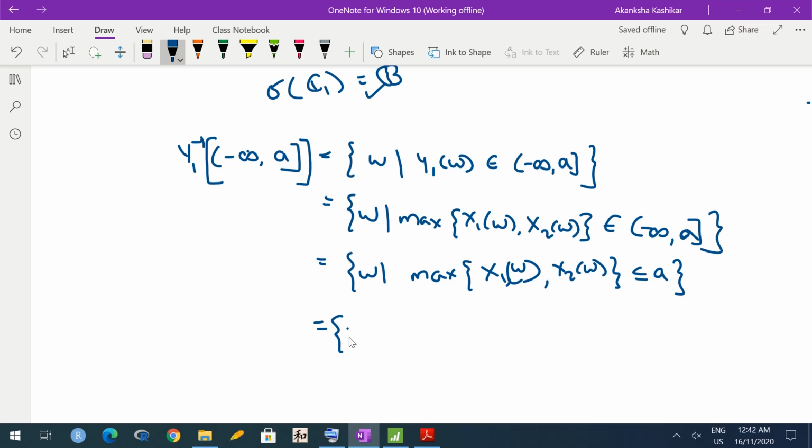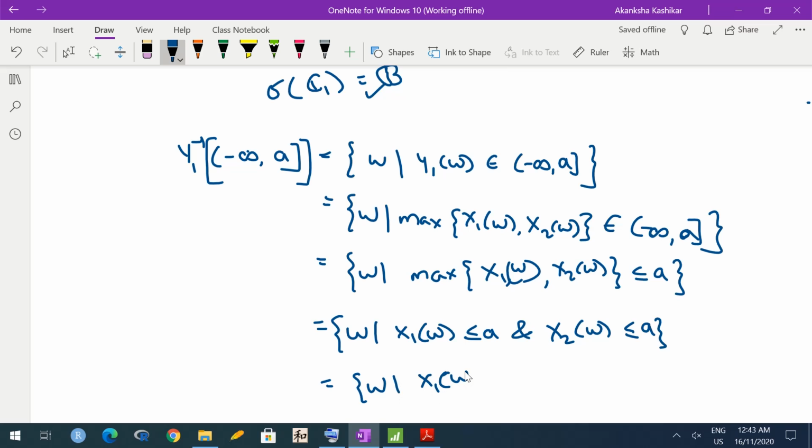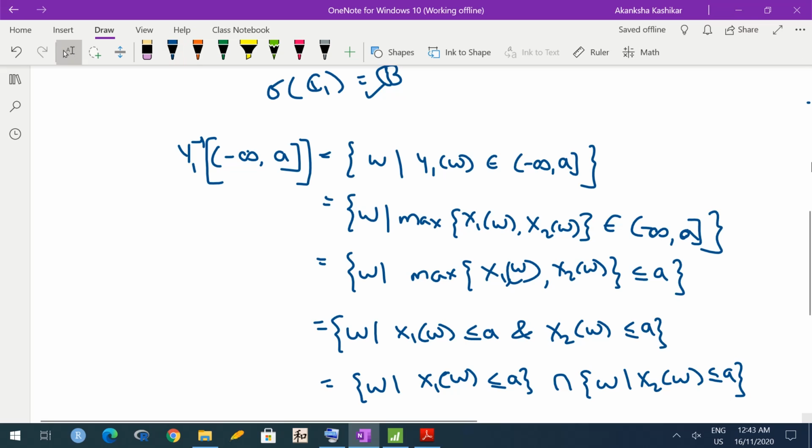So this is the same as saying that it is the collection of all those omegas for which X1(omega) is less than or equal to a and X2(omega) is also less than or equal to a. Both should happen. So it is the collection of all those omegas for which X1(omega) is less than or equal to a, intersected with the collection of all those omegas for which X2(omega) is less than or equal to a. Correct? Both the things should happen. So we are taking intersection.